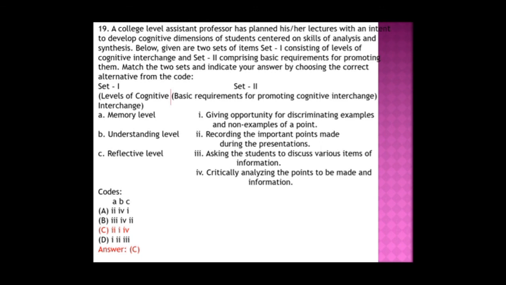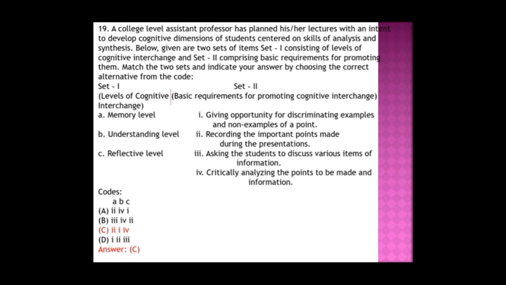So here the first set is levels of cognitive interchange, that is memory level, the second one is understanding level, and reflective level. That is set 1. And set 2: first is giving opportunity for discriminating examples and non-examples of a point, second is recording the important points made during the presentation, third is asking the students to discuss various items of information, and fourth is critically analyzing the point to be made and information. So you can match the first set with the second set.